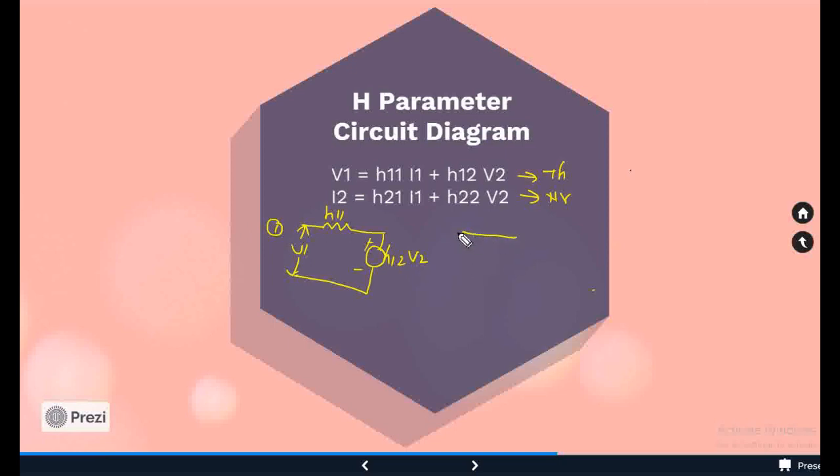Similarly, equation 2 has a dependent current source named H21 I1 followed by an admittance H22. They are connected together and form the H parameter model. At the output, the current is I2 and the voltage is V2. This itself is named the H parameter circuitry, the equivalent model of the H parameters.